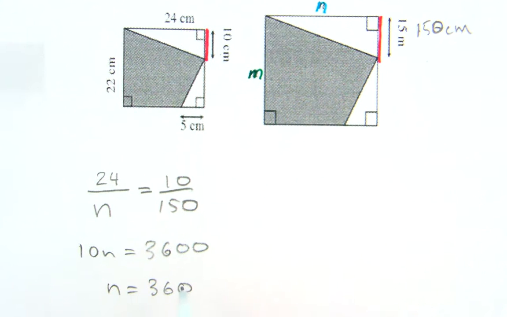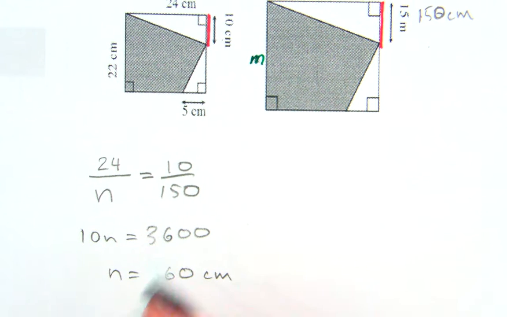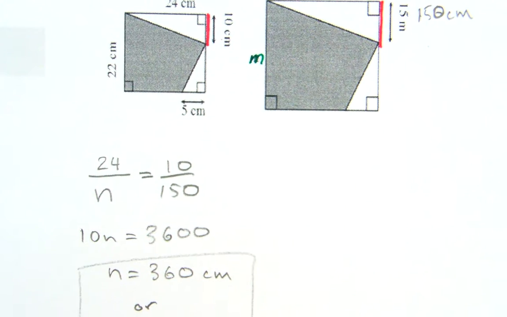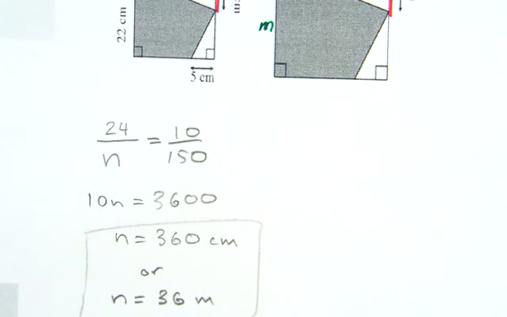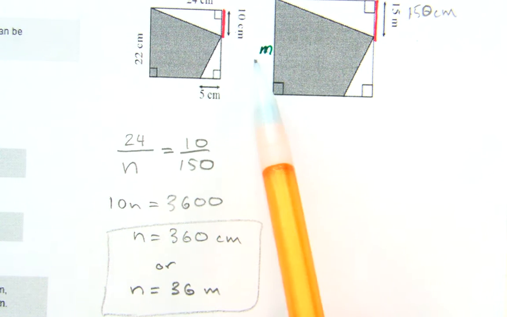So that was in 360 centimeters. Let's see if I'm correct. Oh, perfect. So n is 360 centimeters, or better yet, n is equal to 36 meters. I will take either of the two. I don't really care which one you do. But just make sure you understand that multiply by 100 and go back and forth between the two. And then do the same thing to solve for m.